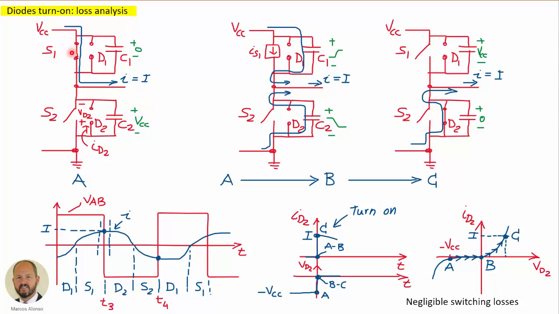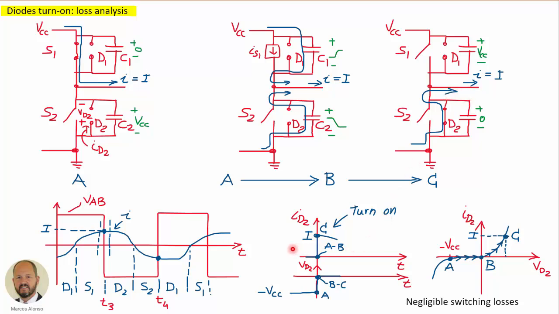Transistor S1 is conducting the current through the channel, then the transistor is turned off. So the current through the channel is decreasing. Also the capacitances C1 and C2 are charging and discharging, as we have seen before. And once the voltage across capacitor C2 reaches 0, the diode D2 can start conducting the current I.